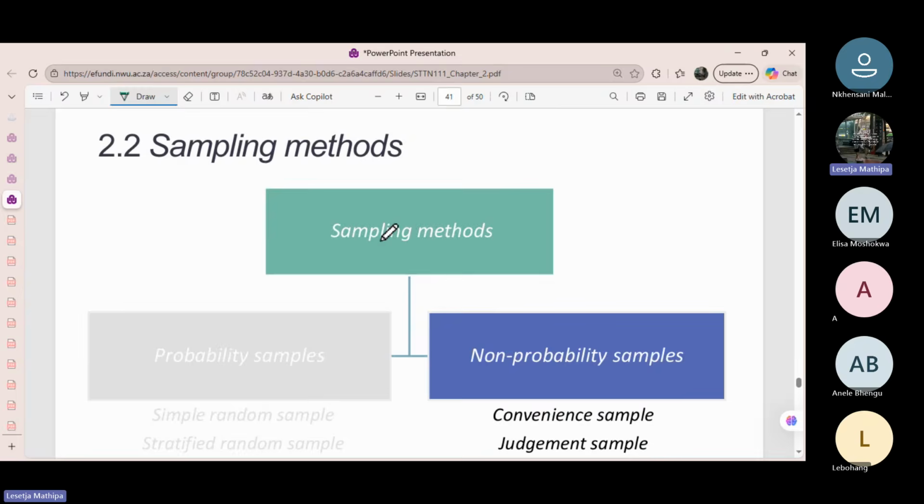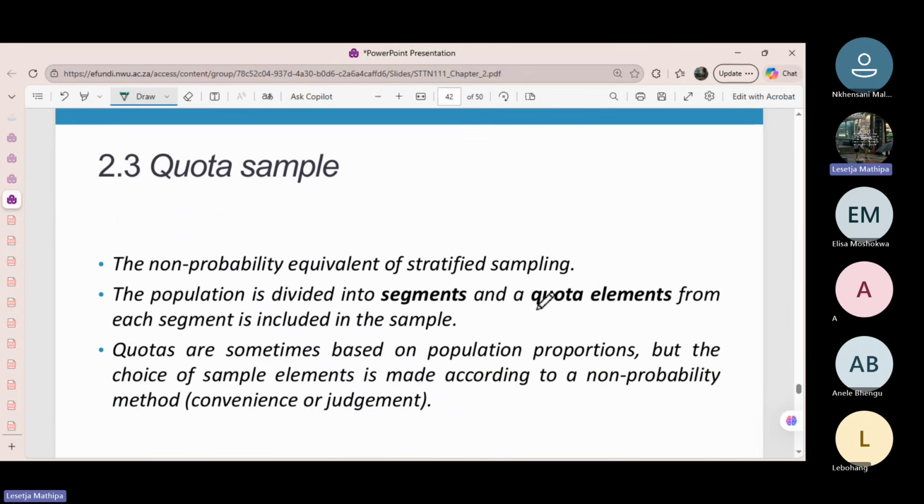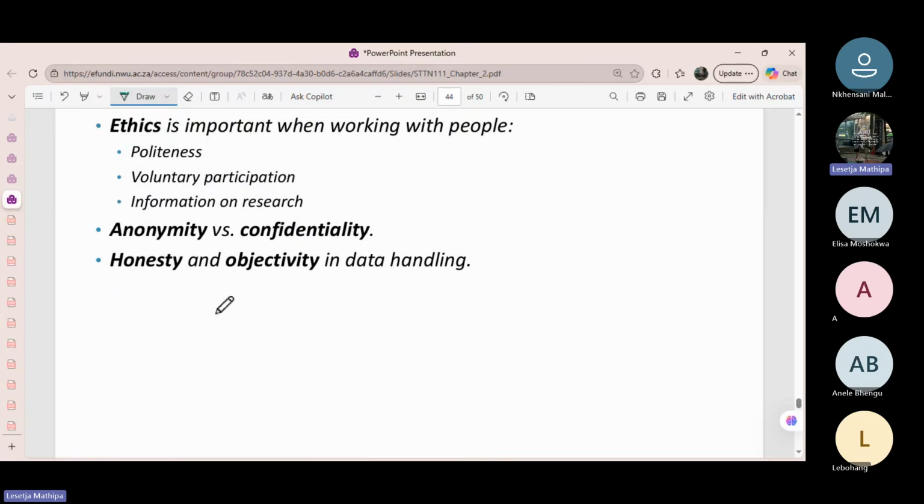And then quota sampling. This is when you divide the population into segments, and each segment is included in the sample. The quotas are sometimes based on the population proportions. But remember, the choice of those sample elements is made according to a non-probability method. It can either be convenience or judgment. Then the responsible application is only theory.